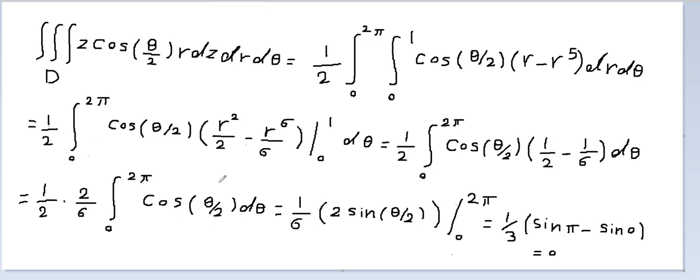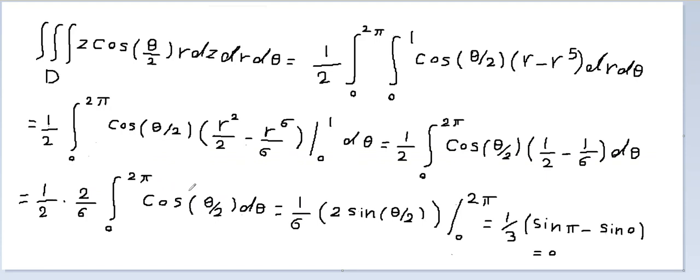So this is a constant, we take it out here. So this equals 1/2 times 2 over 6. 2 over 6 is this: 2 over 6 times the integral from 0 to 2 pi of cosine theta over 2 d theta. So 2 over 2 is 1, so we are left with 1 over 6.